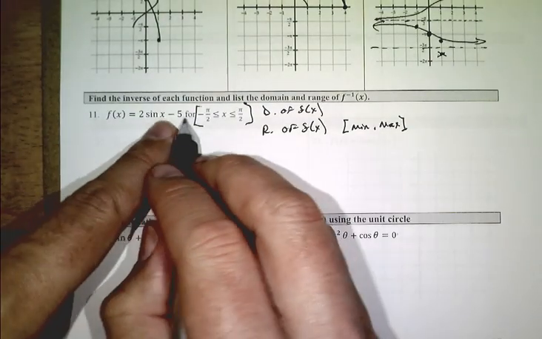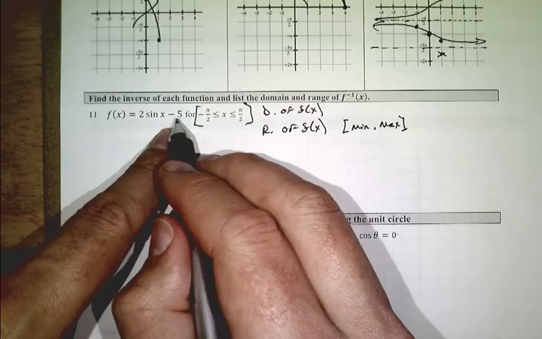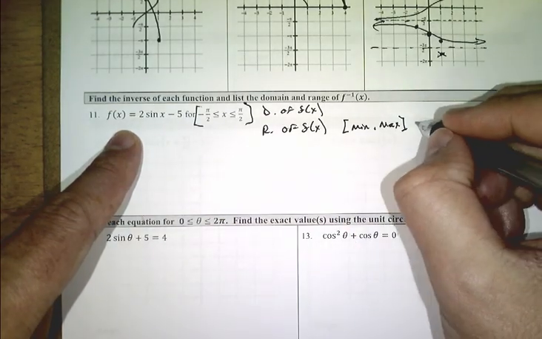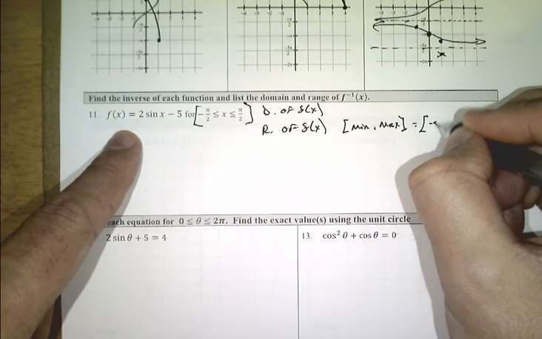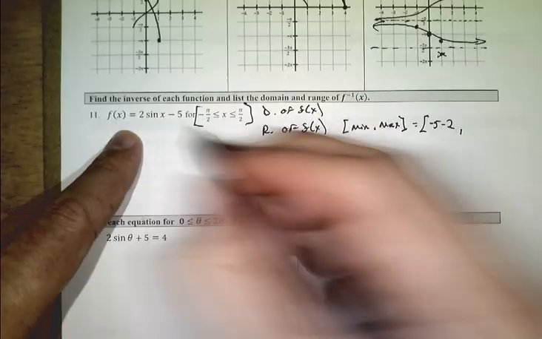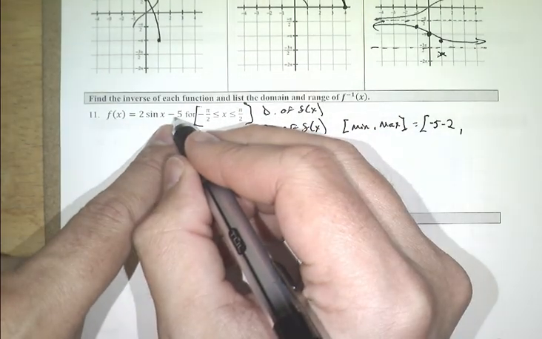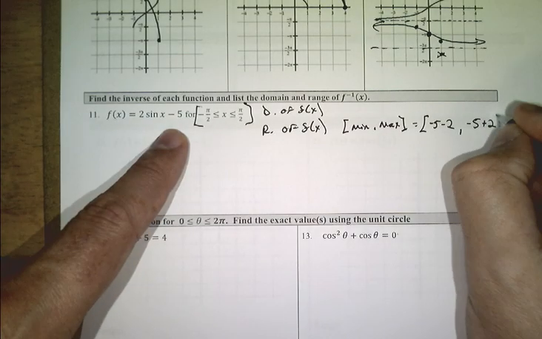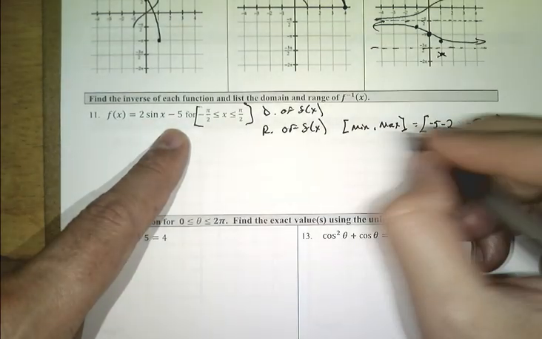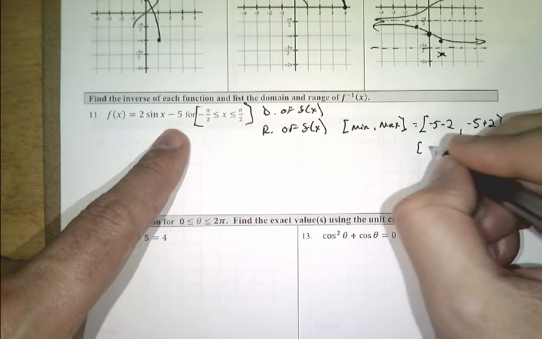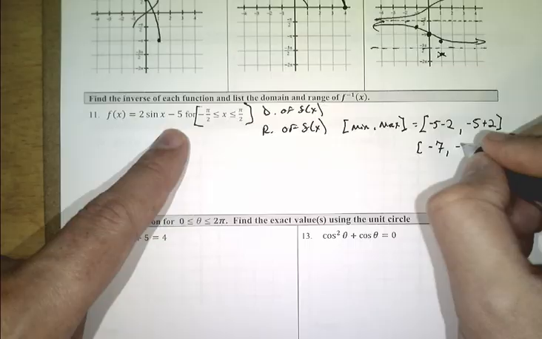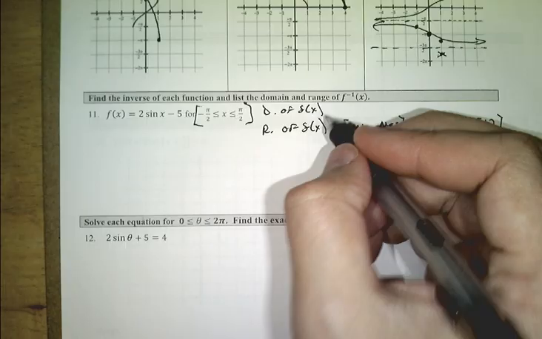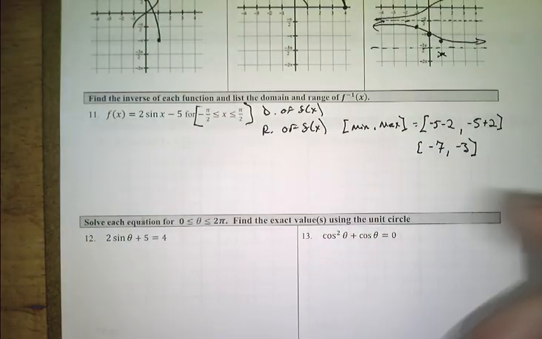The minimum is the midline, which is -5, minus the amplitude, 2. So our minimum is going to be -5 minus 2, and our maximum is the midline plus the amplitude, -5 plus 2. So that means that our range is -7 to -3. But that's of the original, not of the inverse.